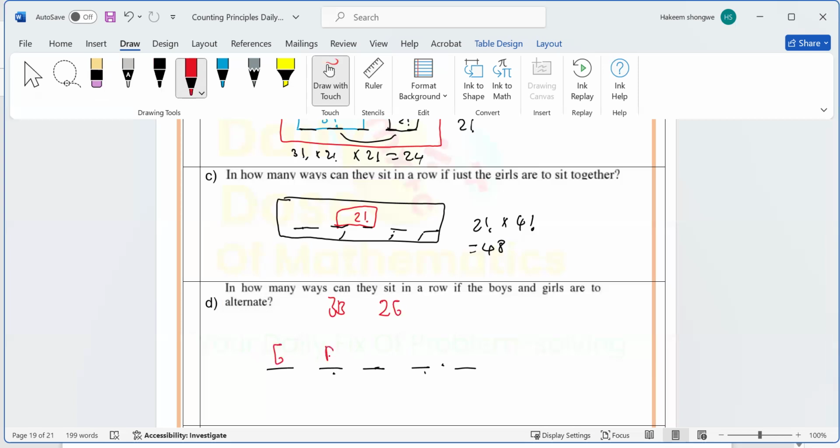By a boy. No? And then after that, it should be followed by a girl again. Yeah? And then it should be followed by what? By a boy. But I no longer have any girls anymore. So the next person who's supposed to sit here, it's a what? It's a boy. So they are no longer alternating anymore. This part is a problem.